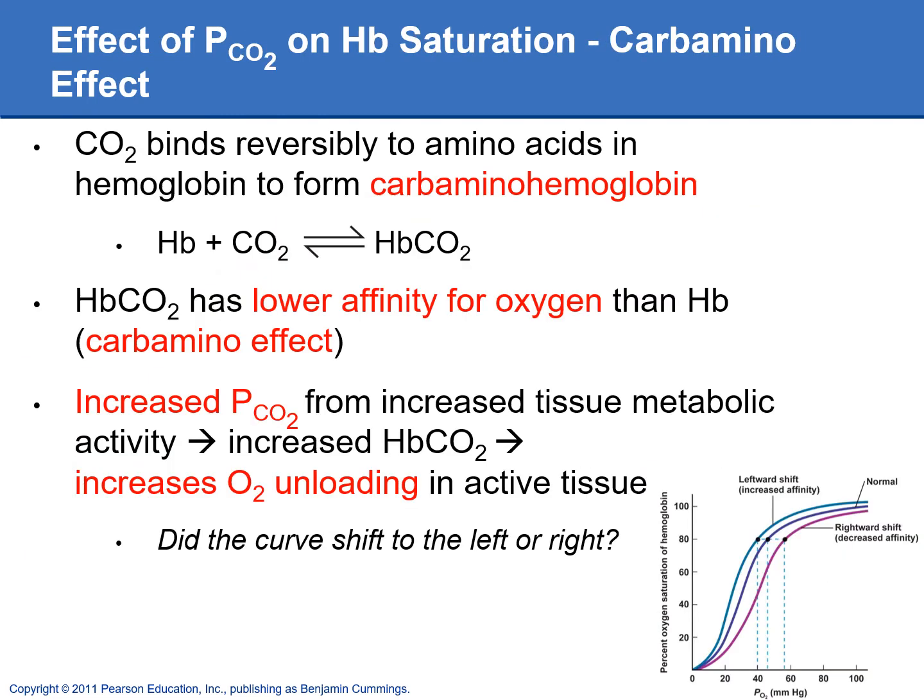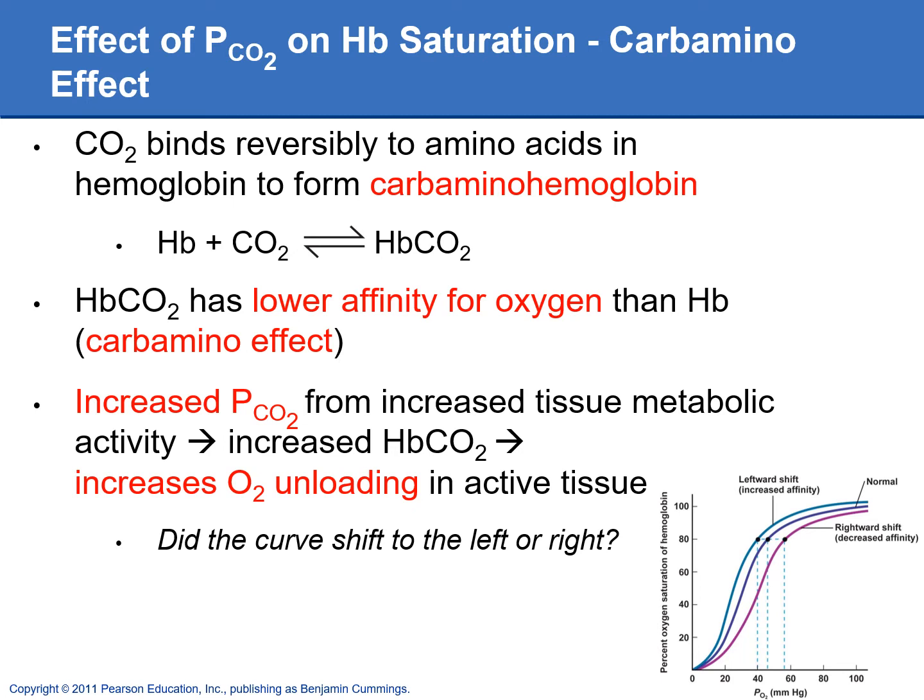The partial pressure of carbon dioxide will also affect how well hemoglobin binds to the oxygen and will shift the curve to the right or the left. Carbon dioxide will bind to the amino acids on the protein part of the hemoglobin, and that will form carbaminohemoglobin. The reason it got that name is that the carb refers to carbon dioxide, amino refers to the fact that the carbon dioxide binds to the amino acids in the hemoglobin. When carbon dioxide is bound to the hemoglobin, hemoglobin is not going to bind to oxygen as well, and this is called the carbamino effect.